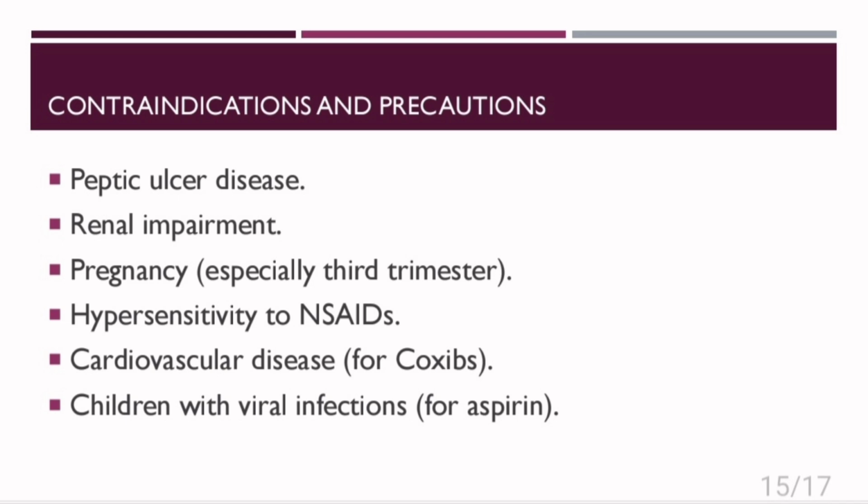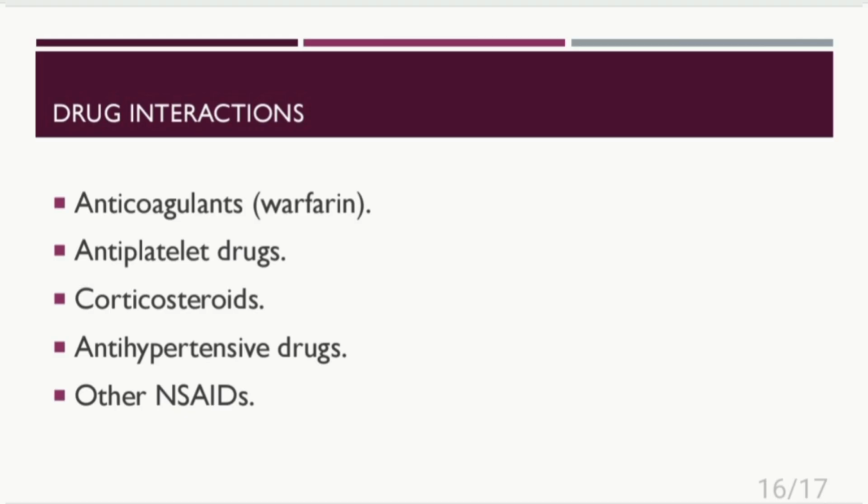Contraindications and precautions. NSAIDs are contraindicated in peptic ulcer disease, renal impairment, pregnancy, especially the third trimester, hypersensitivity to NSAIDs, cardiovascular disease for coxibs, and children with viral infections for aspirin. Drug interactions: with anticoagulants, especially warfarin, then antiplatelet drugs, corticosteroids, antihypertensive drugs, and other NSAIDs.